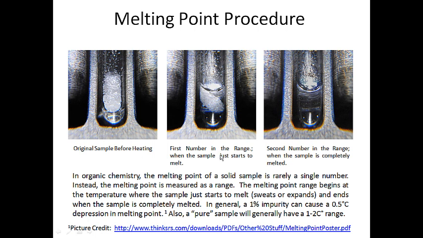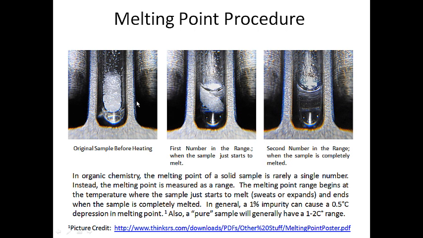So here's what happens when you measure the melting point of an organic solid. First of all, in general chemistry, we're used to melting points and boiling points being a single number. That's not the case in organic chemistry. Melting points are typically a range. And the range that we use is that the first number in the range is where the sample just starts to melt, or there's a physical change in the sample.